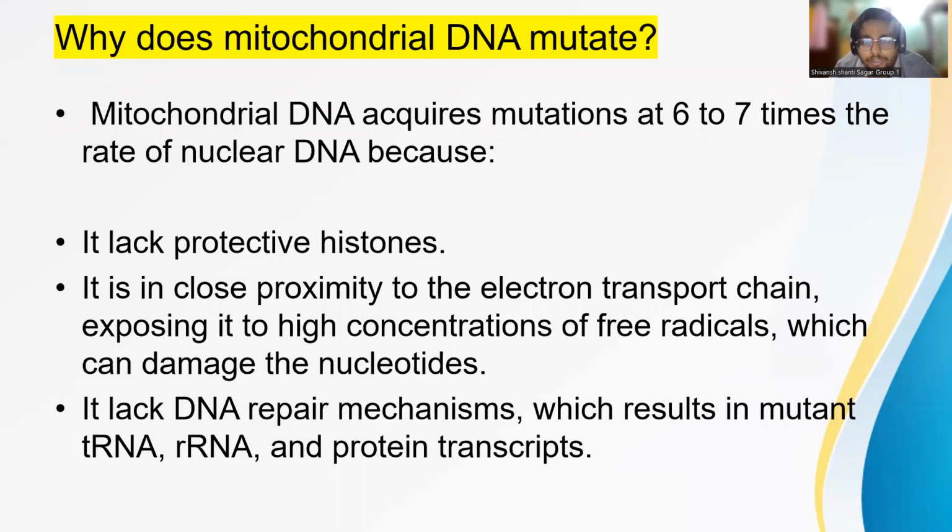Why does mitochondrial DNA mutate? The mutation rate is acquired 6 to 7 times that of nuclear DNA, because of the lack of histones, the close proximity of the electron transport chain, exposing it to a high concentration of free radicals which can damage the nucleotides, and the lack of DNA repair mechanisms, which results in mutation of tRNA, rRNA, and protein transcripts.